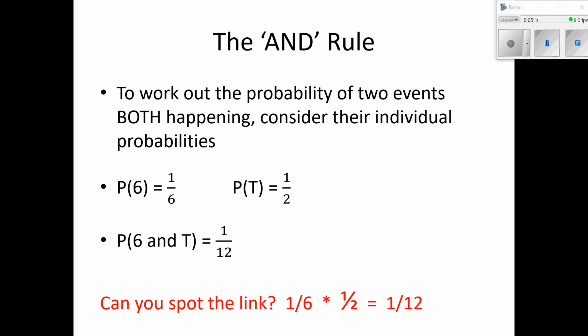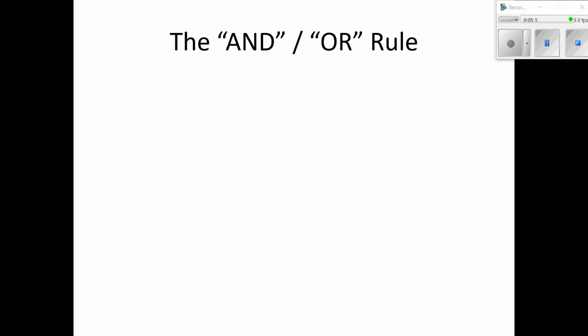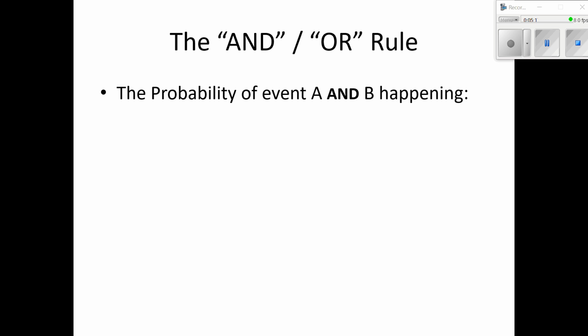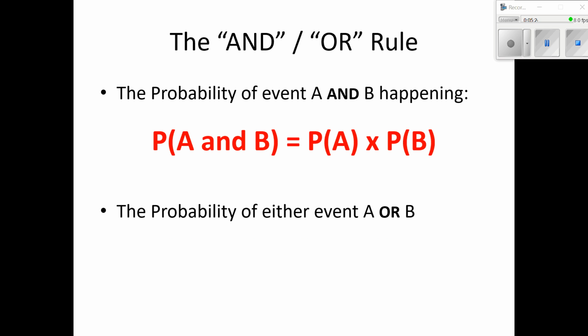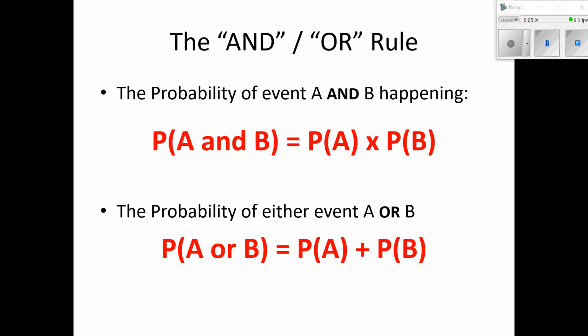So when it's and, we multiply the individual probabilities. So that's what I'm saying there. If it's and, multiply probabilities. If it's or, you add them. And what you'll find with tree diagrams, when we get to the end of the branches and get our final probabilities, if there's more than one option that something will happen, we will add those probabilities.